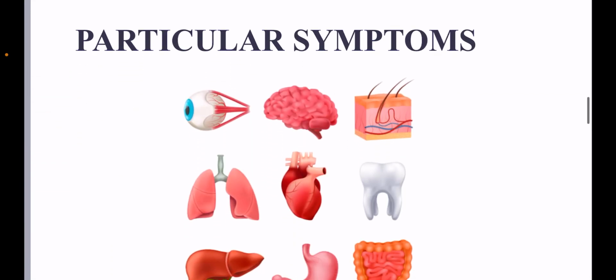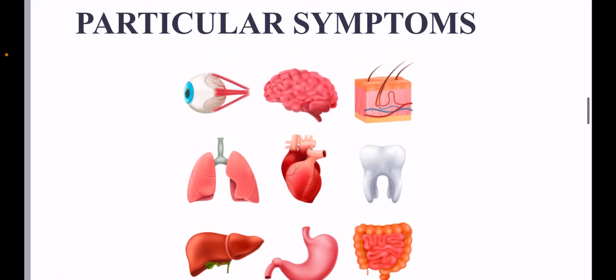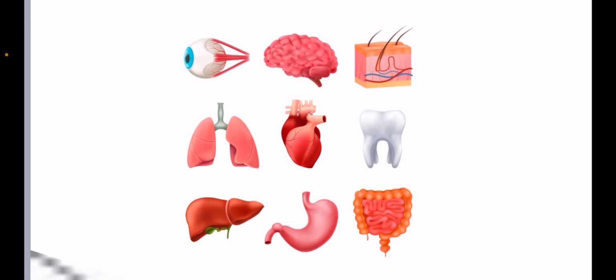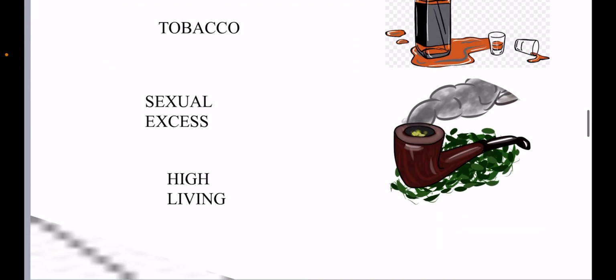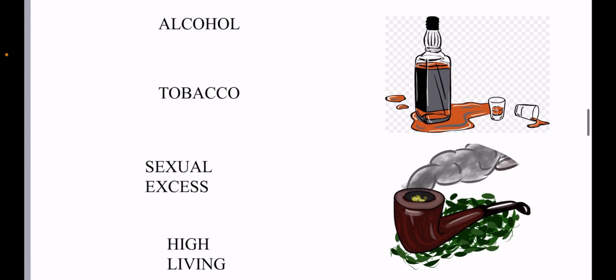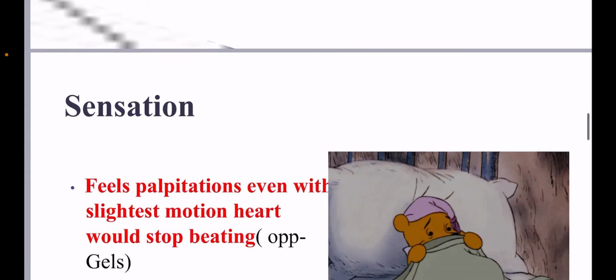Particular symptoms. It acts upon the eyes, nervous system, skin, teeth, heart, lungs, respiratory system, liver, kidney, and then the gastrointestinal system. Now let us go into detail about each symptom. First we'll see the heart. What are the ailments for the heart? Again it's the same: alcohol, tobacco, sexual excess, and high living.